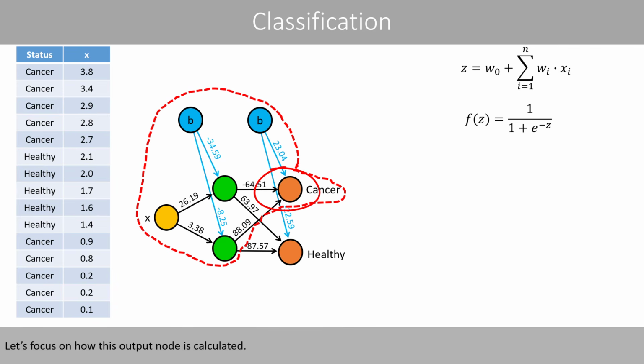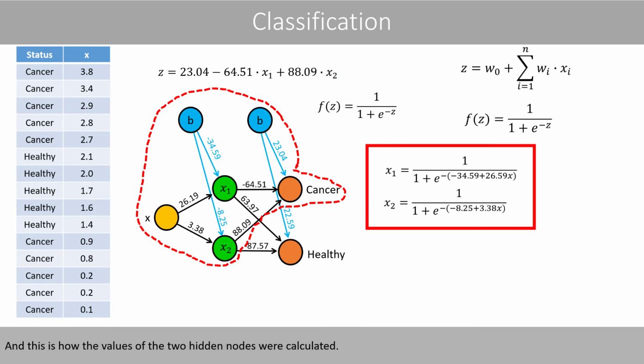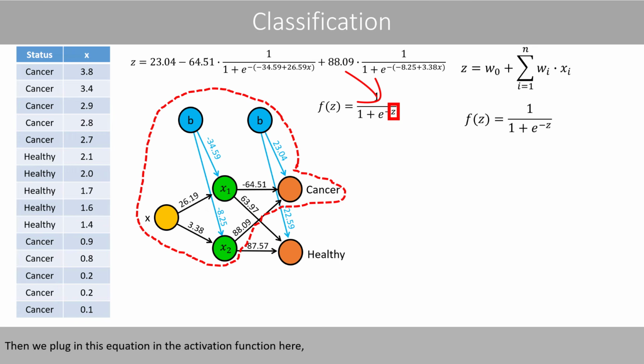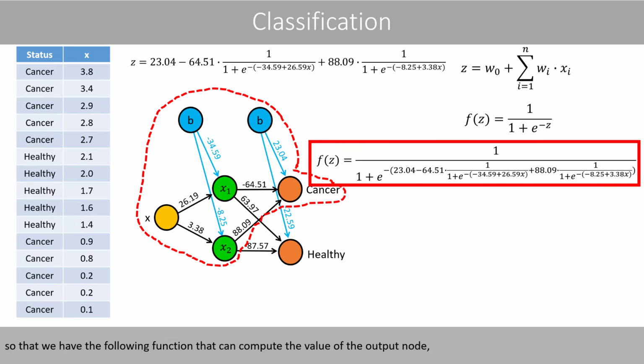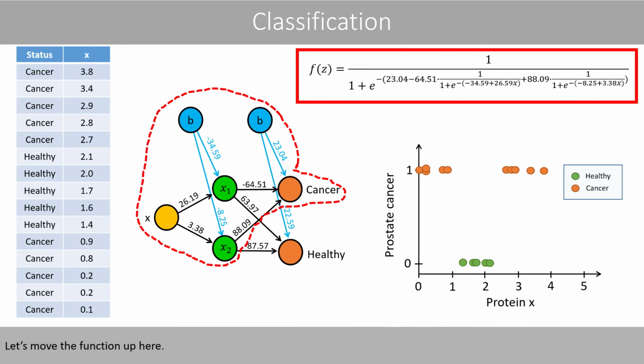Let's focus on how this output node is calculated. This is how this node was calculated. And this is how the values of the nodes in a hidden layer were calculated. Let's substitute x1 and x2 in the equation, like this. Then we plug in this equation in the activation function here, so that we have the following function that can compute the value of the output node based on any input value. Let's move the function up here.